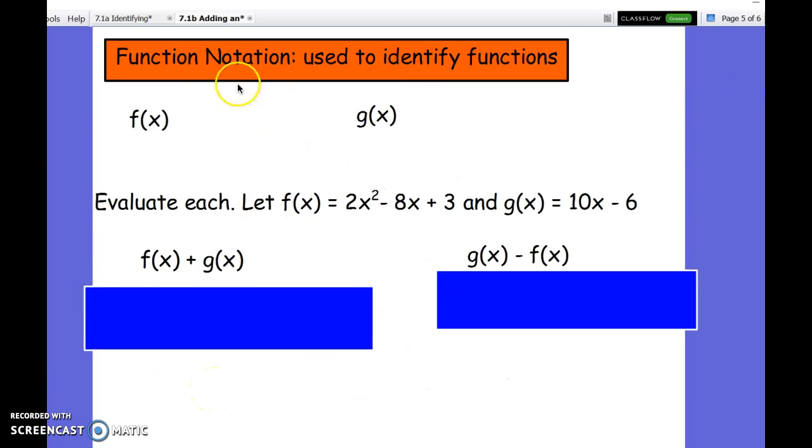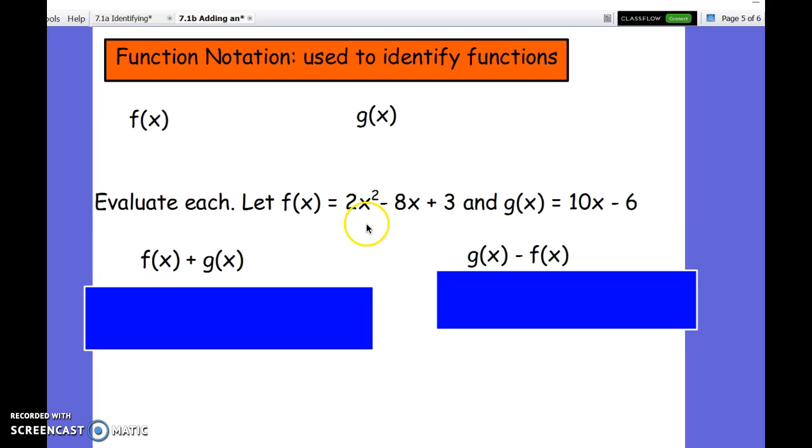We're also going to talk about something called function notation. It's used to identify functions. In other words, it's just used to label them. So we want to evaluate each of these problems. If we let f of x, the function f, equal 2x squared minus 8x plus 3, right? So we're just labeling or naming this function 2x squared minus 8x plus 3. Okay, and so we can talk about two of these at the same time. So that's f of x, and g of x is 10x minus 6, right?